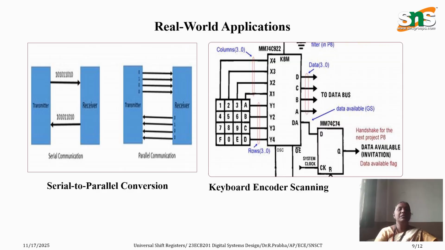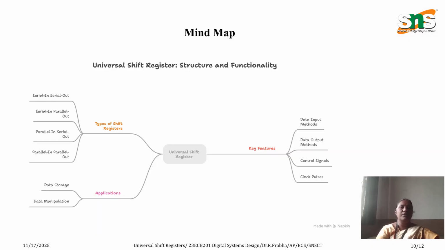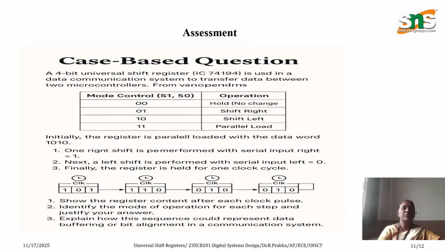As real world applications, we can say two examples. One is that universal shift registers can be used in serial to parallel data conversion, and also in keyboard encoder circuits, where the encoded data from the keyboard will be converted to binary data. In the mind map, so far we have discussed the universal shift register, its four types of operations, and its applications. Now the assessment question.